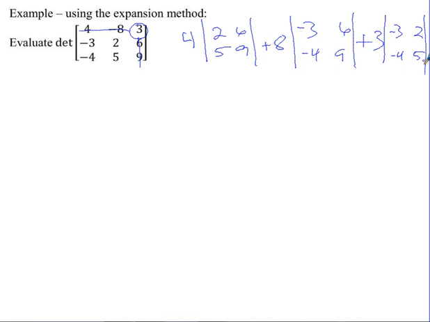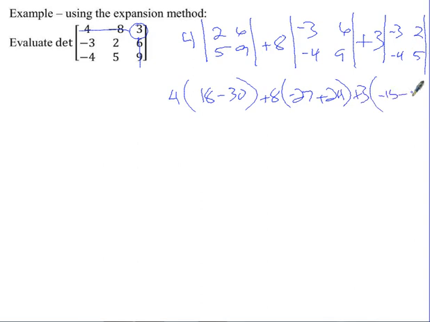We've expanded it, now we're just going to simplify. So we have that 4 sitting out front still. The determinant turns into 2 times 9, which is 18, minus 5 times 6, which is 30, plus 8 times, negative 3 times 9 is negative 27, minus negative 24, so plus 24, plus 3 times, negative 3 times 5 is negative 15, minus negative 4 times 2 is negative 8, so plus 8.